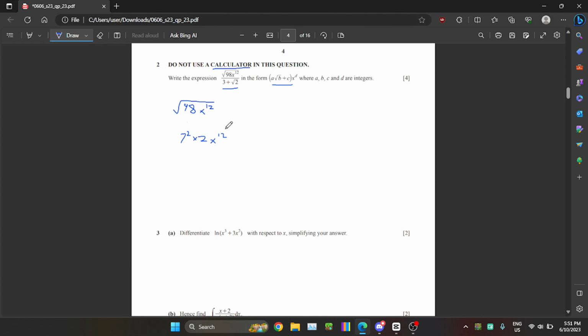Right? Yeah, so this does get converted to this, and because they are now squared, they cancel each other out. So square root of 7 squared is just 7. Square root 2 we don't know, so we're going to leave it as square root 2. And then square root of x^12 is x^6. I hope what I'm doing is correct, I'm just assuming here. Then over 3 plus square root 2.